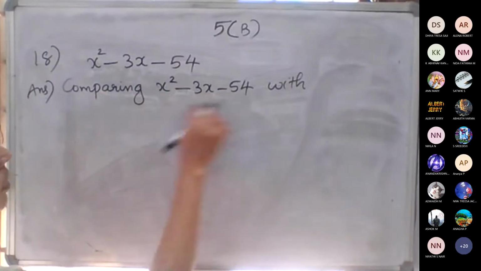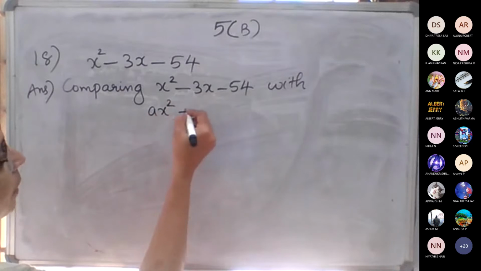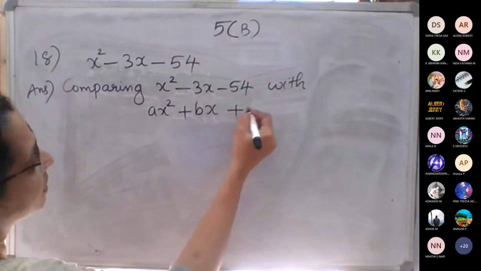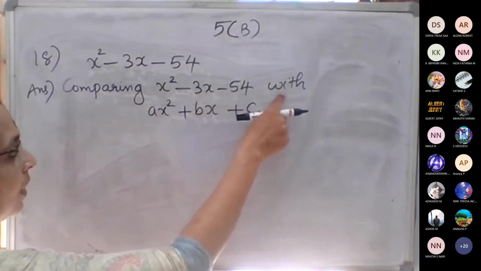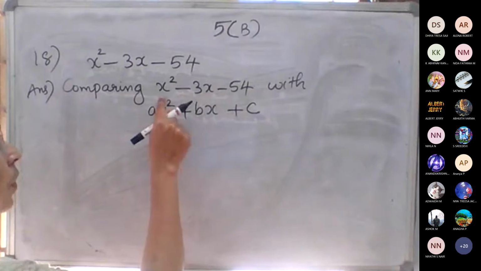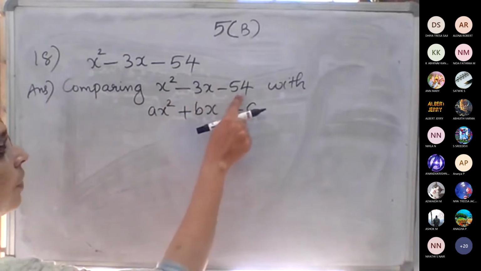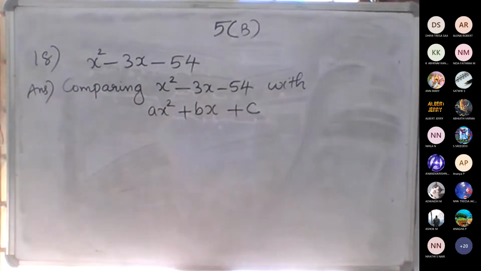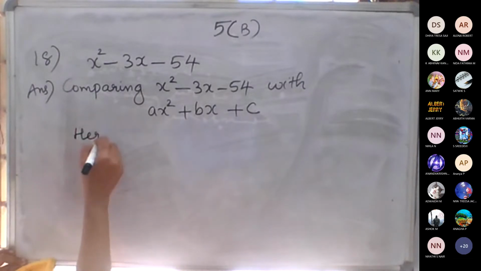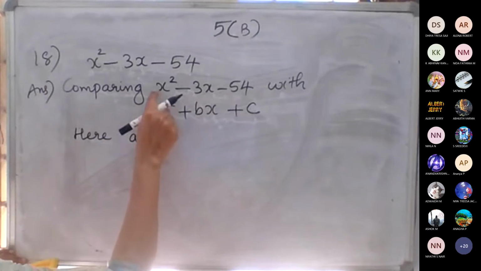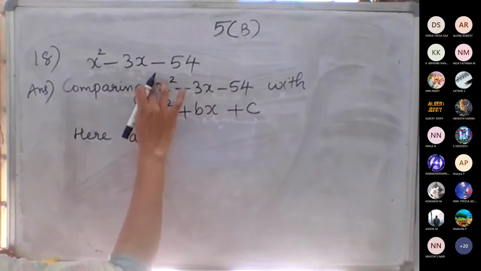With ax square plus bx plus c. Comparing x square minus 3x minus 54 with x square plus bx plus c. So how can we write? Therefore, a is equal to, if you are comparing this, what will we get here? In place of a, simply x square means what? 1, no? a is equal to 1.